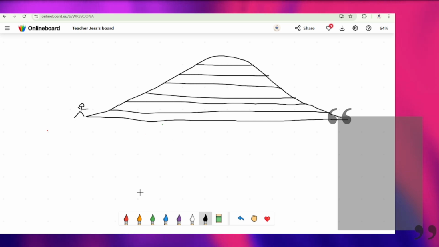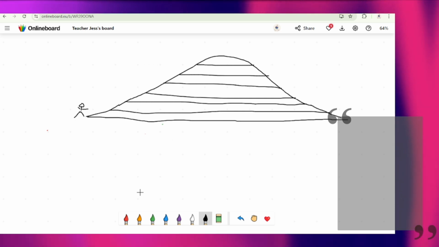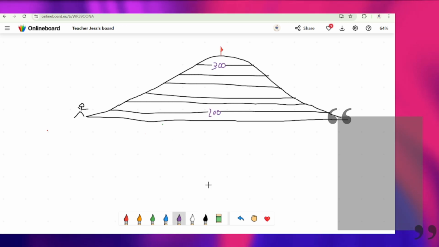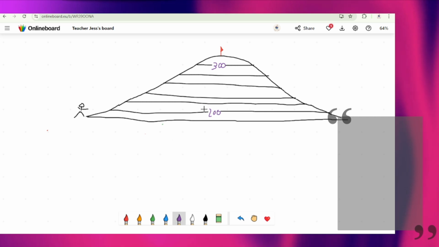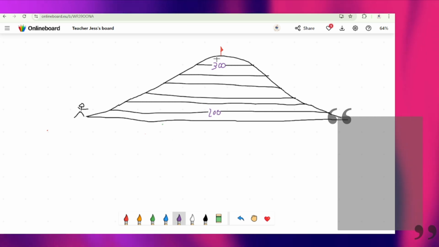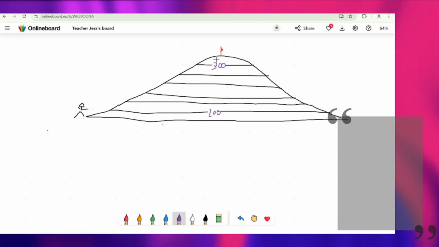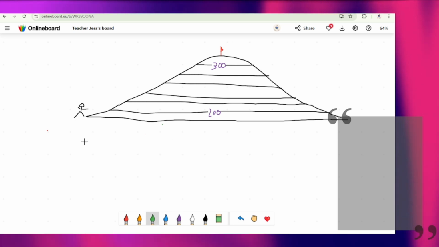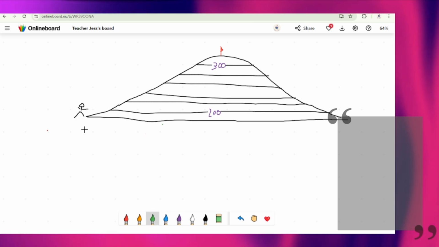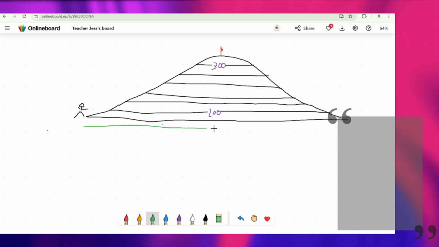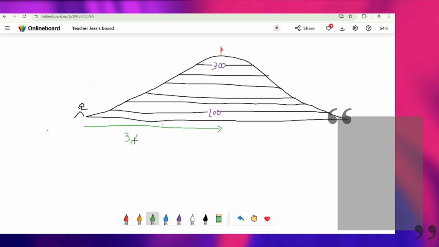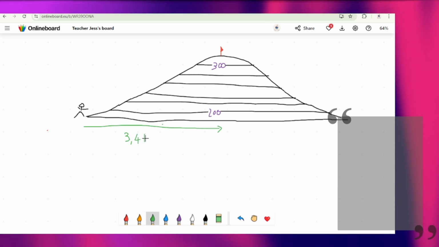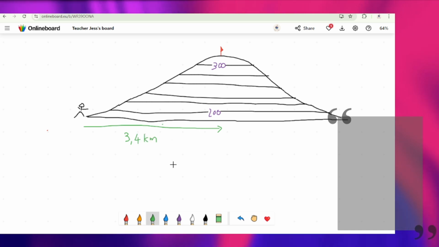Okay, so there's our little hiker going up to the top of the mountain. Can you see what I've done? So I've only added in 2 values. I've only added in this one, 200, and that one for 300. And now I'm going to tell you that from there to there, he hiked 3.4 kilometers. So we're going to have to do a few more things to get our answer.